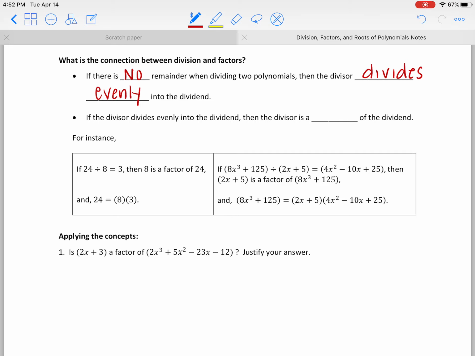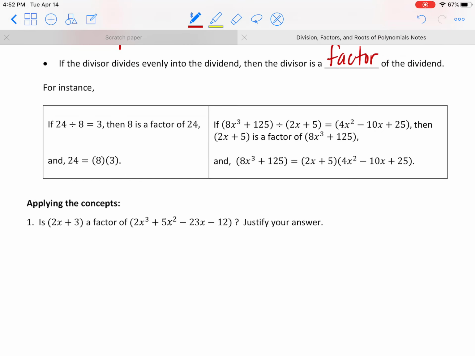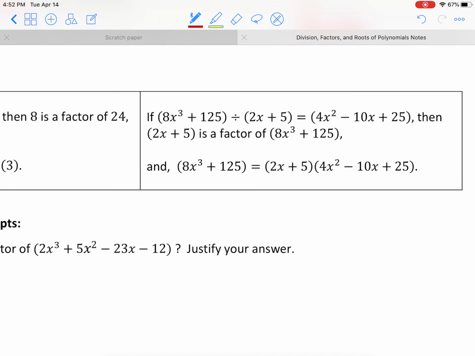And why is that important? Well, if there's no remainder and it divides evenly, it's a factor. Okay, let me take this back to just some normal numbers for you. If I said 24 divided by 8 was exactly 3, that means that 8 is a factor of 24, right? Because 8 divides evenly in exactly 3 times. Also, it means that if I was to remultiply the 8 and the 3, it would take me back to 24, okay? The same is true for polynomials.